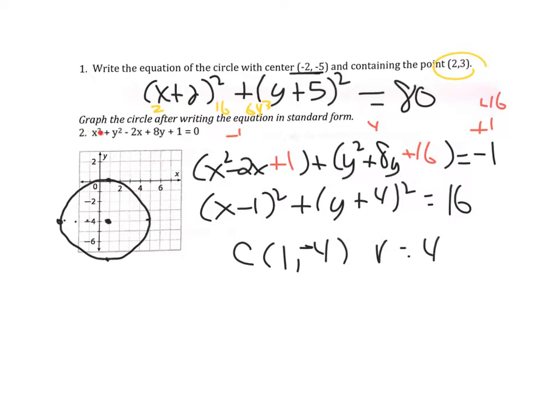Number 2, you got to make it look like this. So what I'm going to do is put my x's together, put my y's together, and the 1 goes to the other side. And then complete the square. Take half of 2, square it. Half of 8, square it. And make sure you add that to both sides over here.